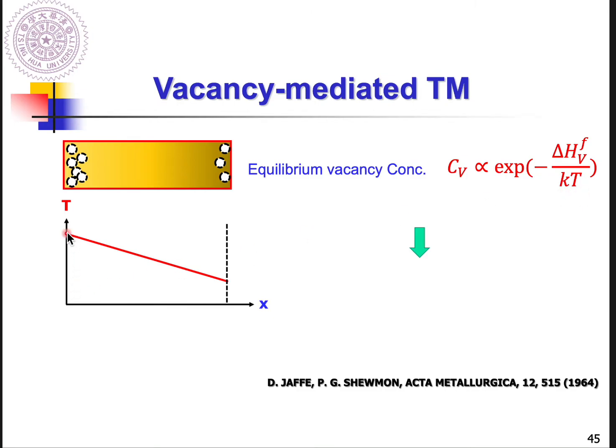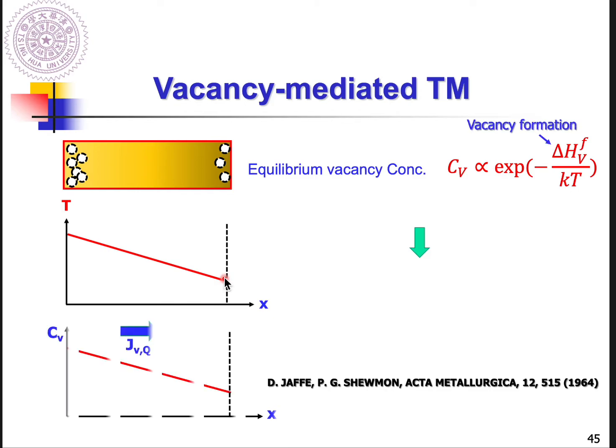In this case, if there is a temperature gradient, we know that the vacancy concentration is highly dependent on the temperature we apply on these materials. So if we apply a temperature gradient along this material, and the gradient is negative like this, and you plot the vacancy concentration as a function of location, at higher temperature you get the highest vacancy concentration C_V. For lower temperature you get the lower C_V, right?